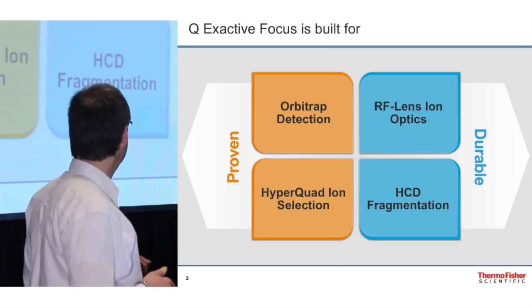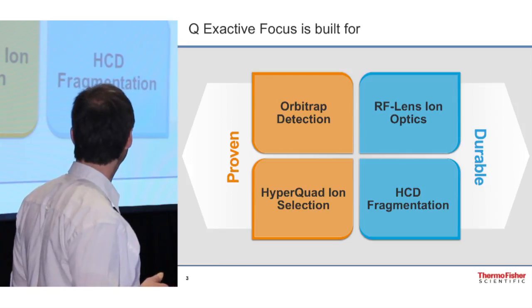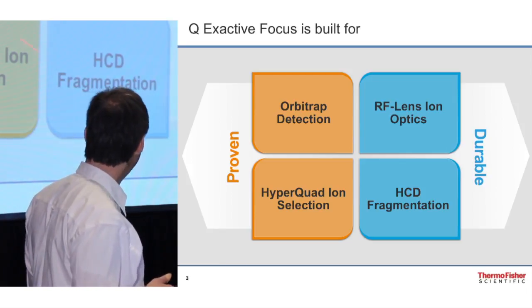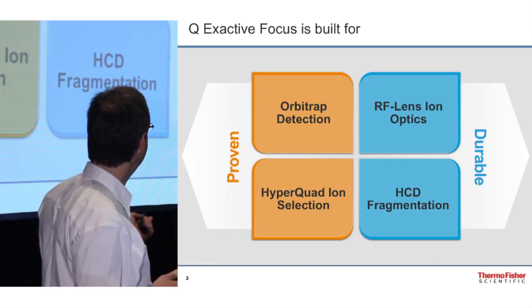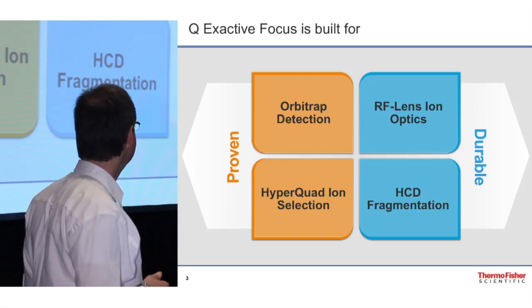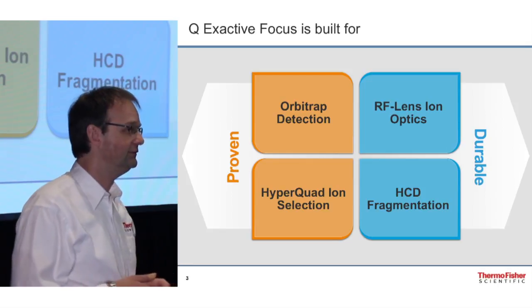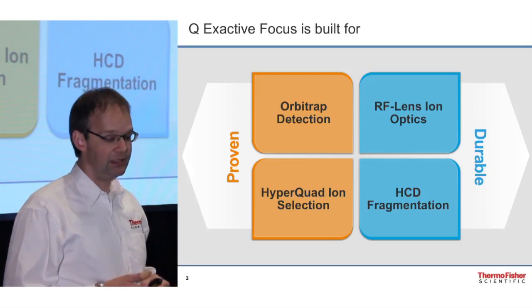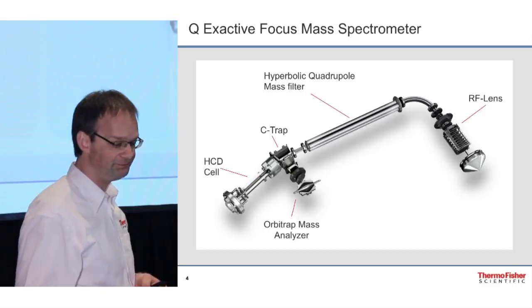So in that Q Exactive Focus, we have the known Orbitrap detection. We have the known quadrupole with hyperbolic rods. We have the RF lens ion optics for great robustness. And we have the known HCD fragmentation, very robust, giving very fragment-rich spectra for an unambiguous identification of compounds.